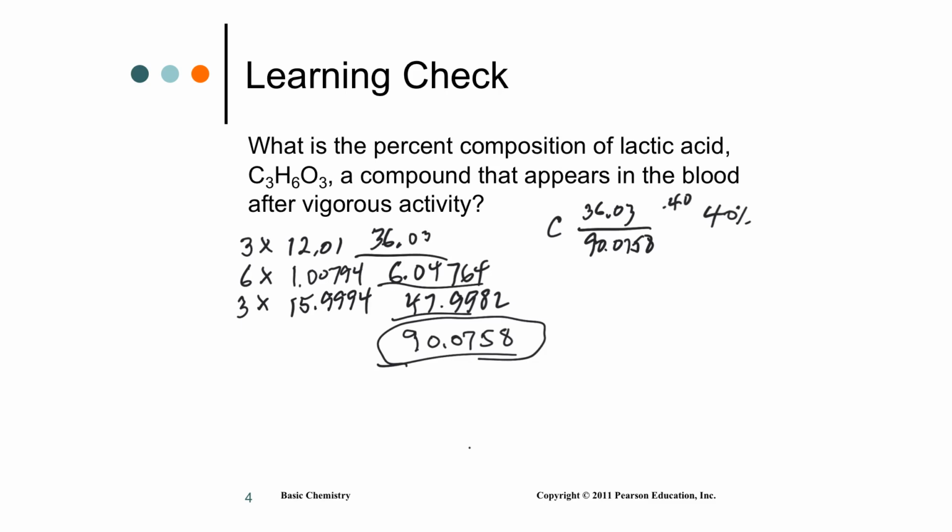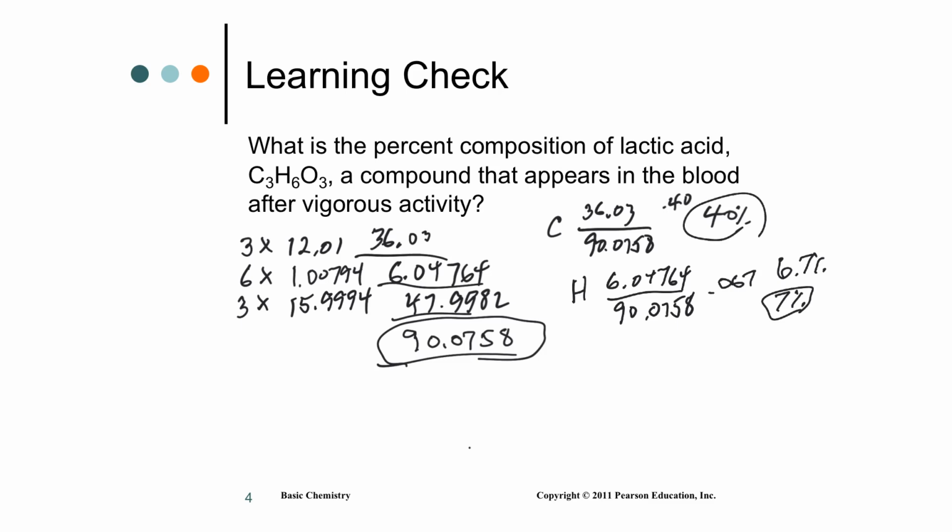The next one is hydrogen. The hydrogen is going to be a total of 6.04764 over 90.0758. That's 0.067, which is 6.7%, probably rounding to 7%. It's not very much because hydrogen weighs so very little.